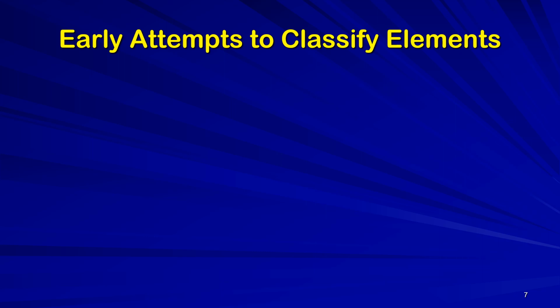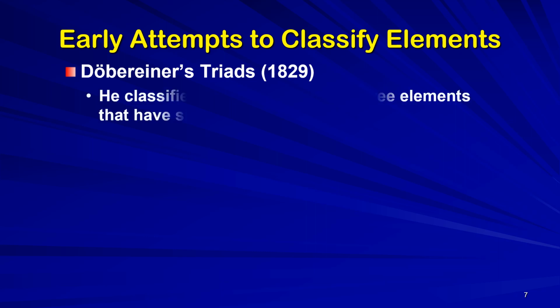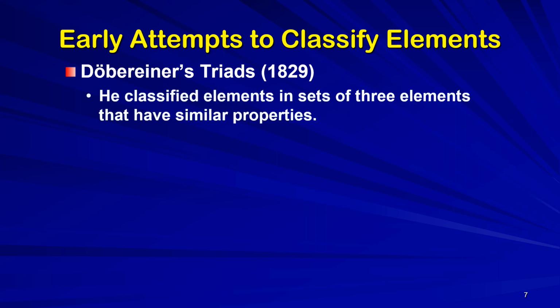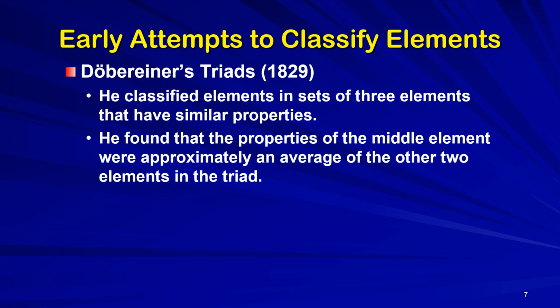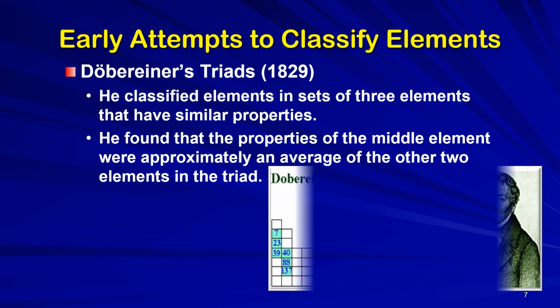Now, the early attempts to classify elements. It started with a German scientist called Dobereiner, and he tried to classify elements in triads, in groups of three. And he classified elements in sets of three elements that have similar properties. He found that the properties of the middle element were approximately an average of the other two elements in the triad. Here we have the example.